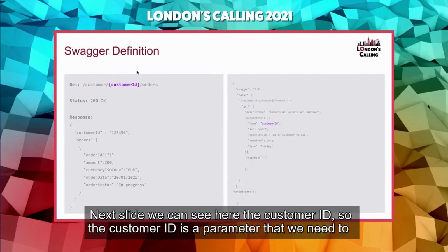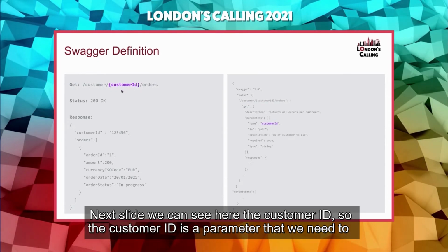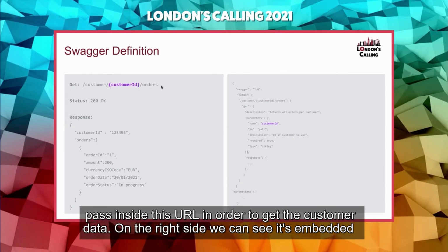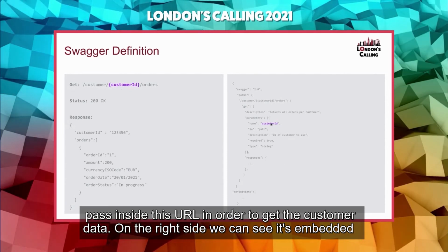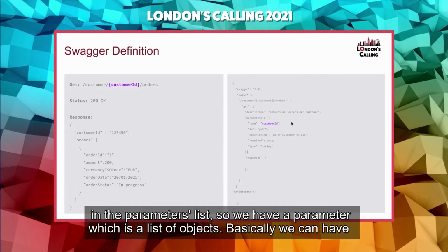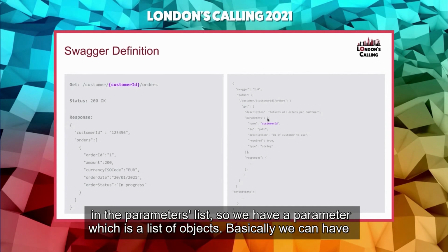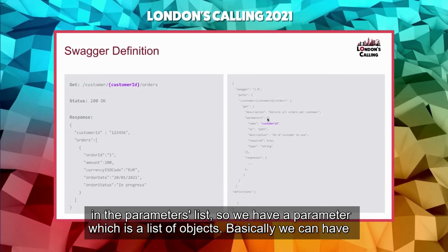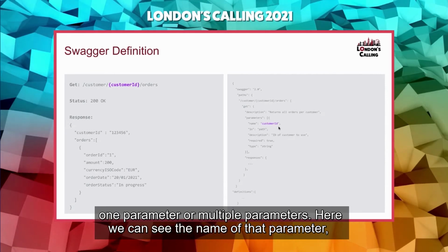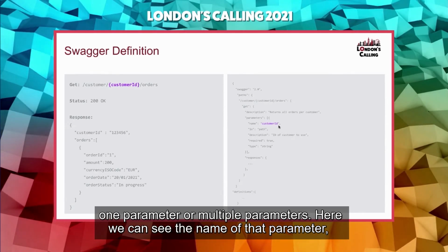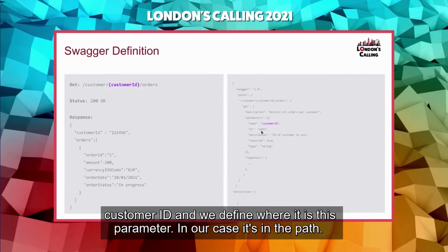On the next slide, we can see the customer ID. The customer ID here is a parameter that we need to pass inside this URL in order to get the customer data. On the right side, we can see that it's embedded in the parameters list. So we have a parameter, which is a list of objects. Basically, we can have one or multiple parameters. Here we can see the name of that parameter, customer ID. We define where this parameter is. In our case, it's in the path.